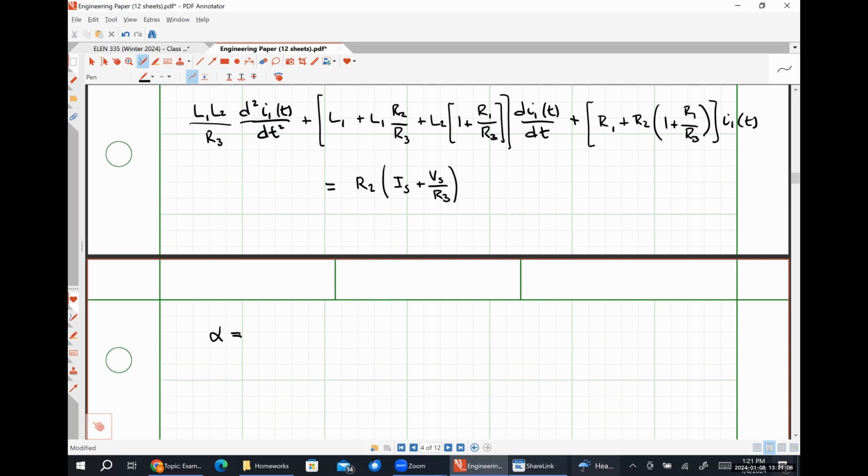By looking at this thing, alpha is going to be, so let's see, we're going to have L1 times 1 plus R2 over R3 plus L2 times 1 plus R1 over R3, divided by twice L1 times L2 over R3.